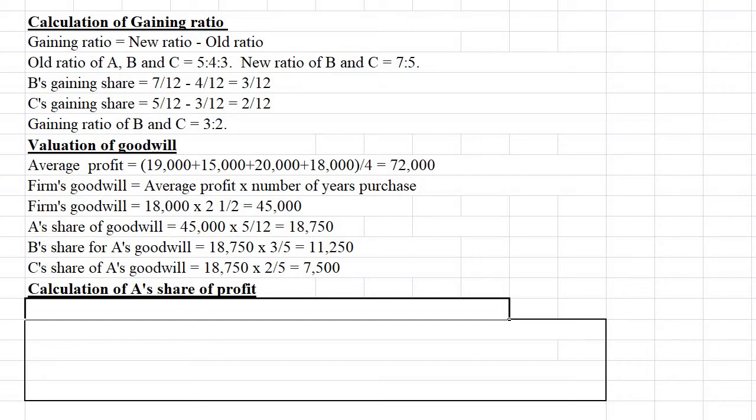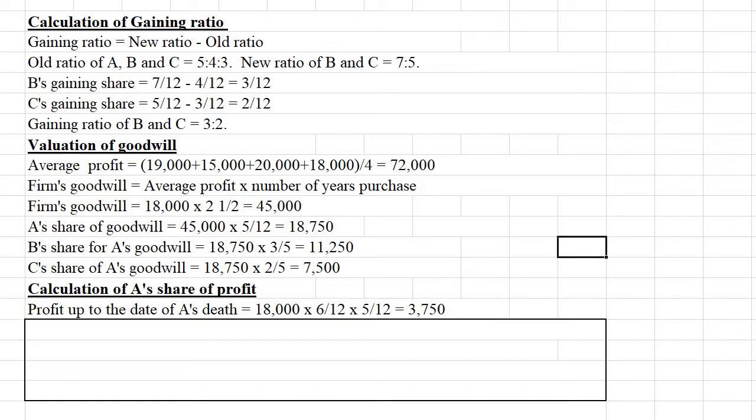Then we have to calculate his share. That means 5 by 12. So profit up to the date of A's death is equal to 18,000 into 6 by 12. That is half year, that means the period up to the date of death. Then into his share, so we will get 3,750. This is what we have to write. Normally in the last problem, we have written that in his capital account by profit and loss suspense account.